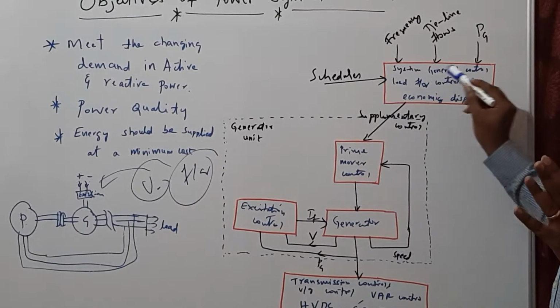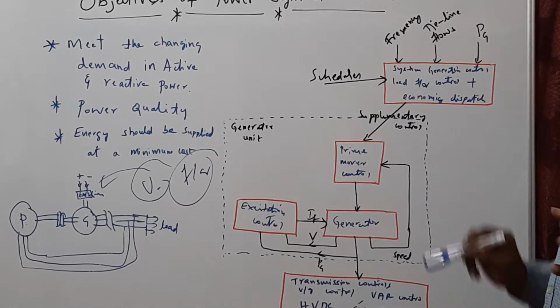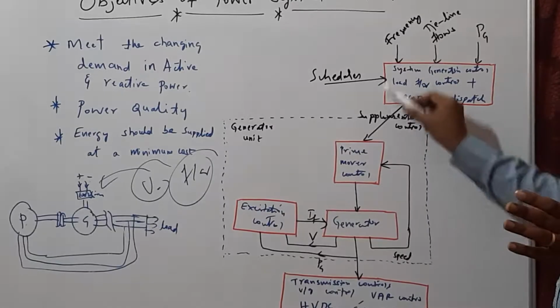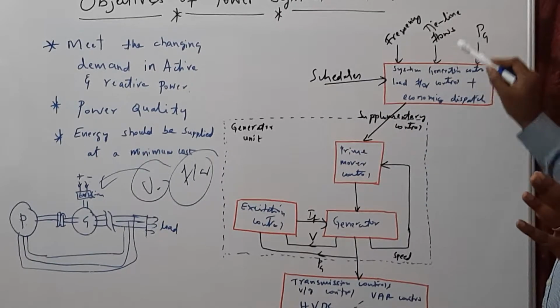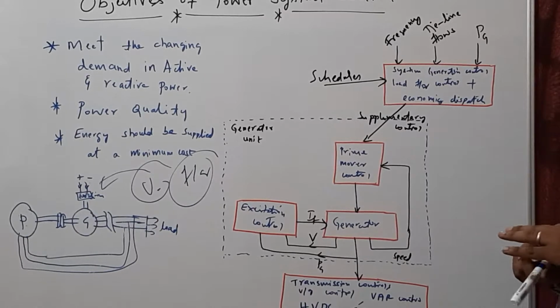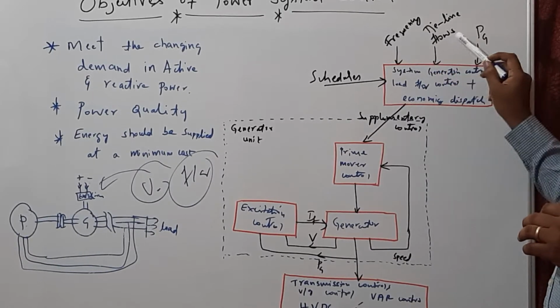Okay, system generation control: load frequency control plus economic dispatch. These blocks represent schedules, and frequency, tie line flow and power generation. So what is frequency, tie line and power flow?